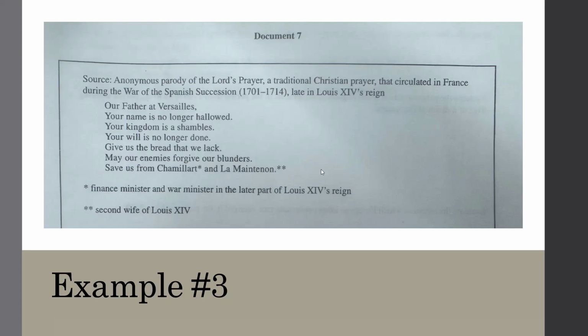Already off the bat, we can put this as social, right? Because this is being distributed to the people. It says it circulated in France during the War of the Spanish Succession, so obviously the people are going to be reading this, and most of the French people would probably be agreeing with this because Louis XIV was an absolutist, and many people didn't like absolutists at that time. They weren't able to really speak out against them, but many people did not like them. So with that being said, we've categorized this as social.